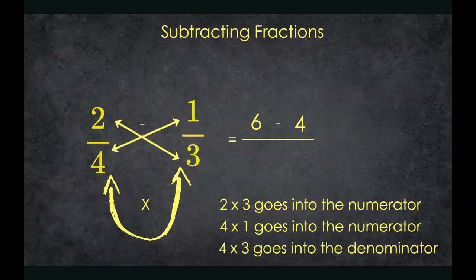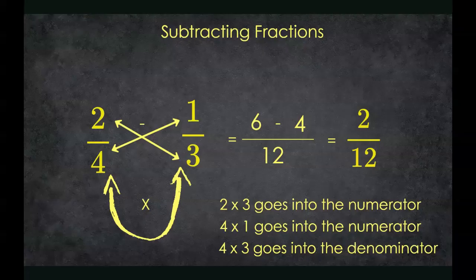So I have 6 minus 4 over 12. 6 minus 4 is 2, and we keep 12 as our denominator. I have 2/12. The last step I want to do is, if I can simplify, I need to simplify this fraction into the lowest possible form. So I know 2 and 12 are both even numbers. They can be divided by 2, and that is going to give me 1/6. So 2/4 minus 1/3 equals 1/6.